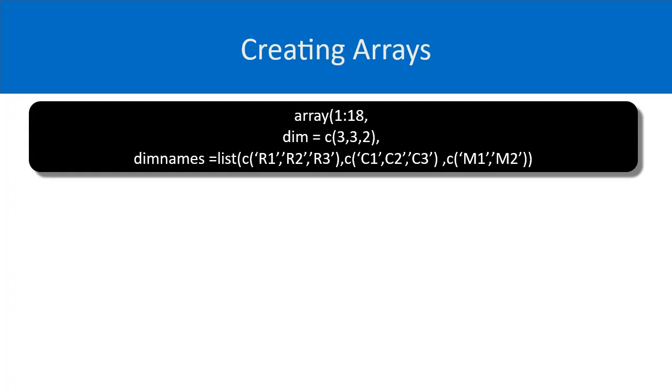Let us see some examples. We are trying to create an array with data as 1:18, dimension as 3 by 3 by 2, which means 3 by 3 matrices, 2 in number, are to be created. We have given row names as R1, R2 and R3, column names as C1, C2 and C3, and the names of the two matrices as M1 and M2. R will create the matrices in the column major form as shown.